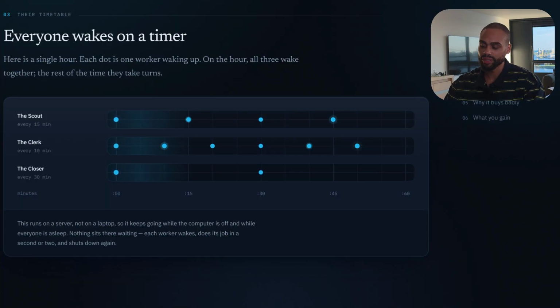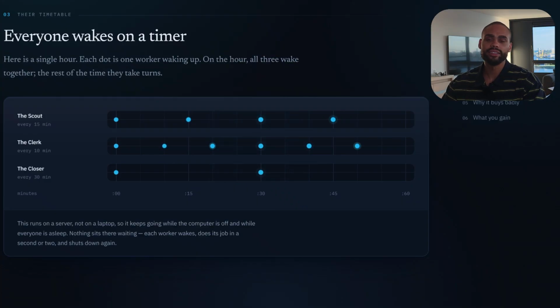Now, the nice part about this is that it runs on a server and it doesn't require a laptop to run. You can go to sleep, close your laptop, and this journal is basically going to keep track of itself, and it's also going to grade each and every single trade.